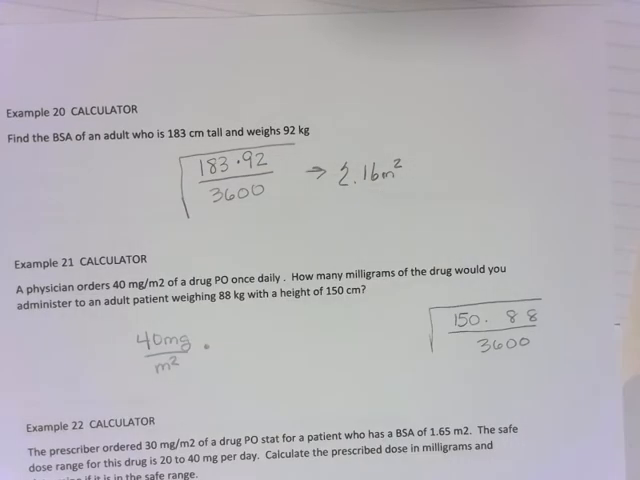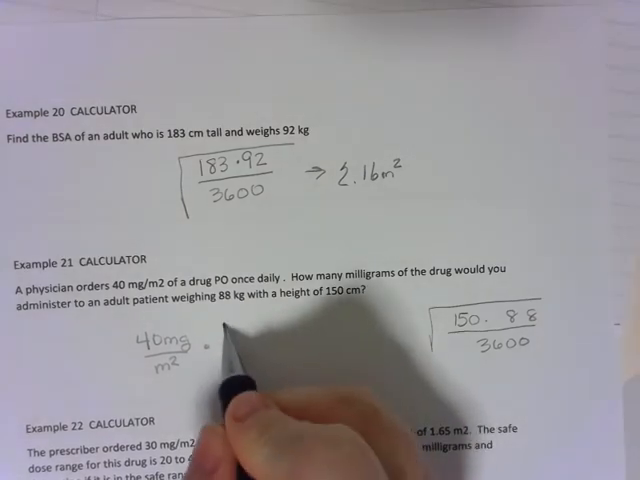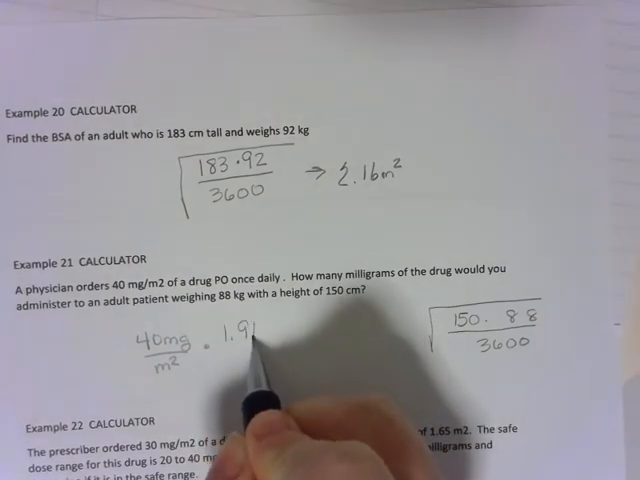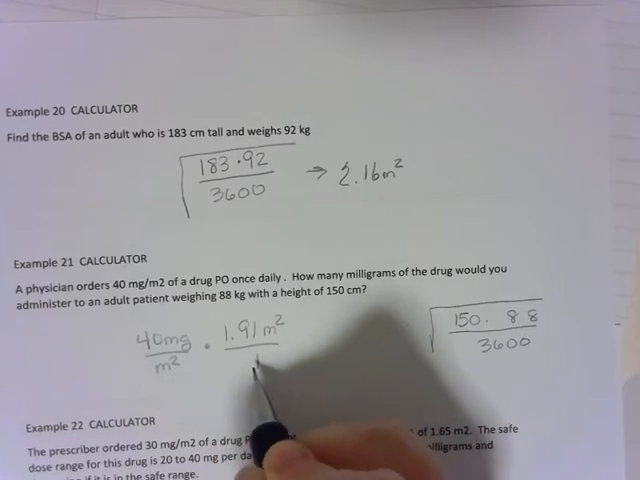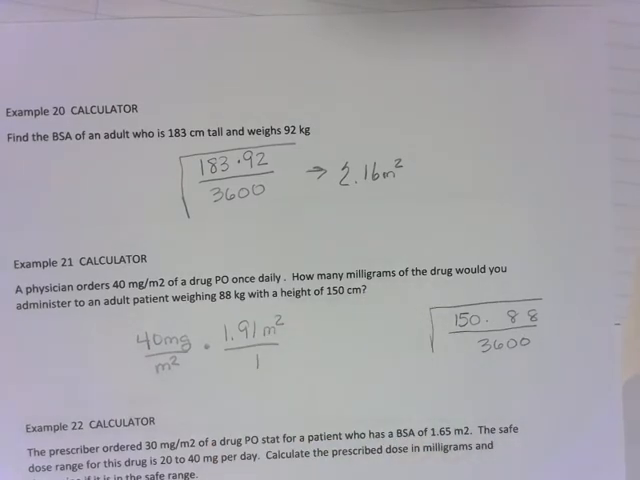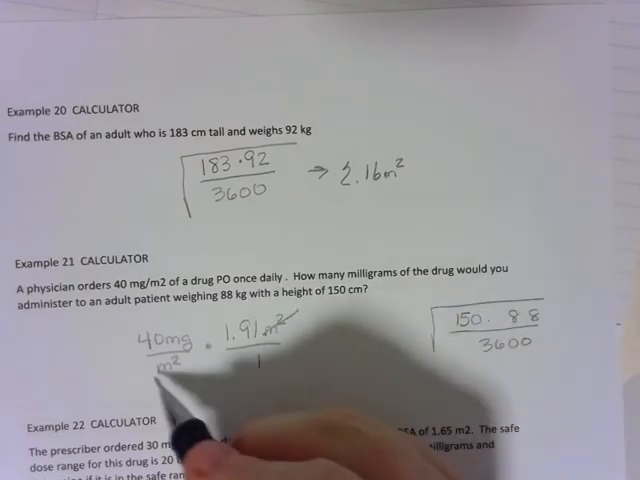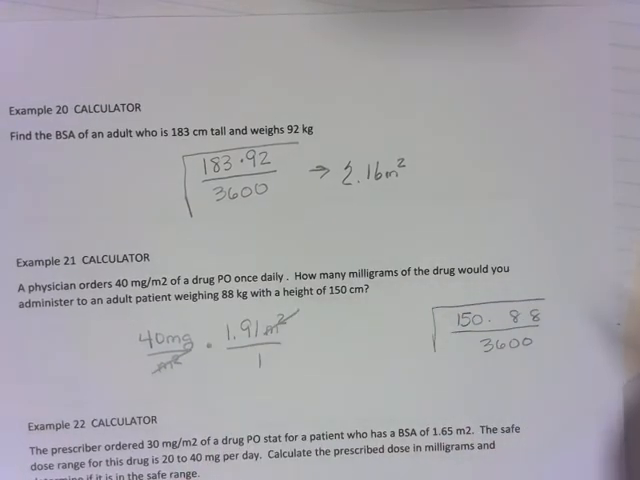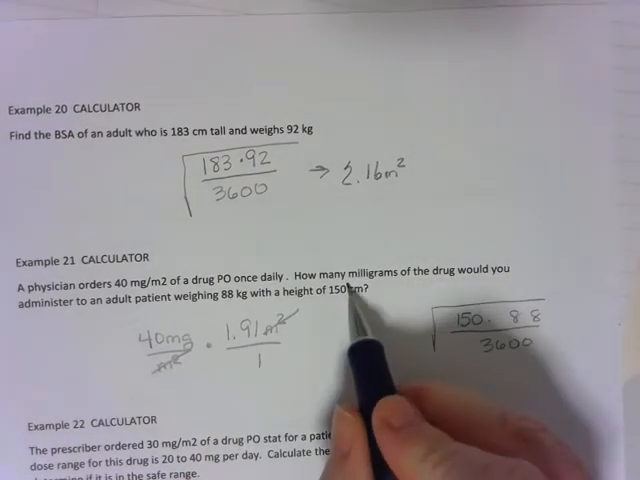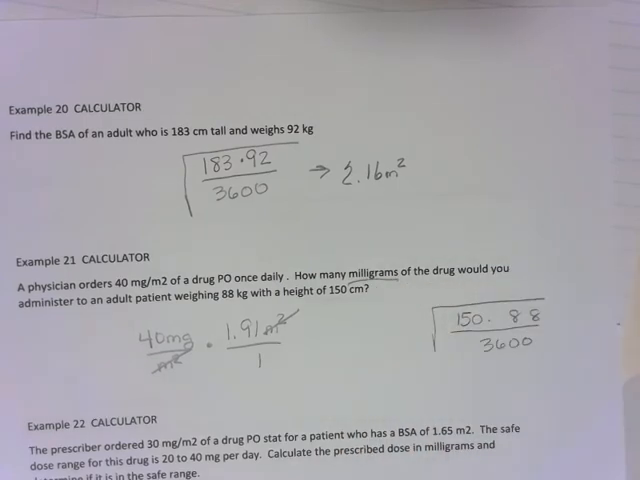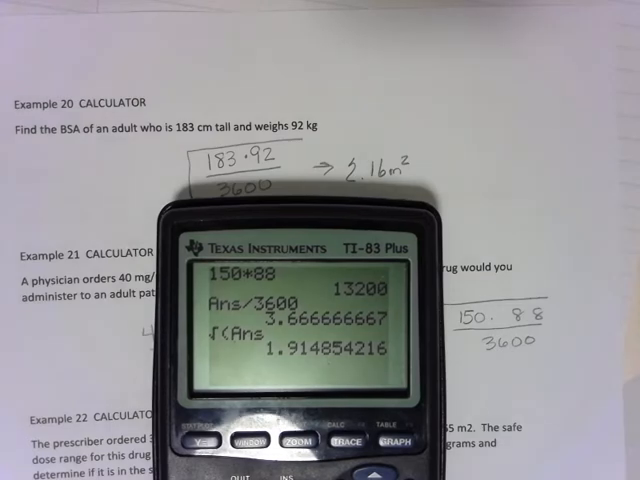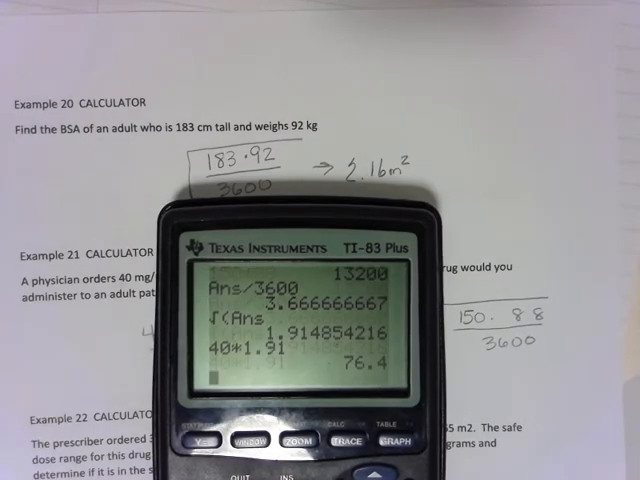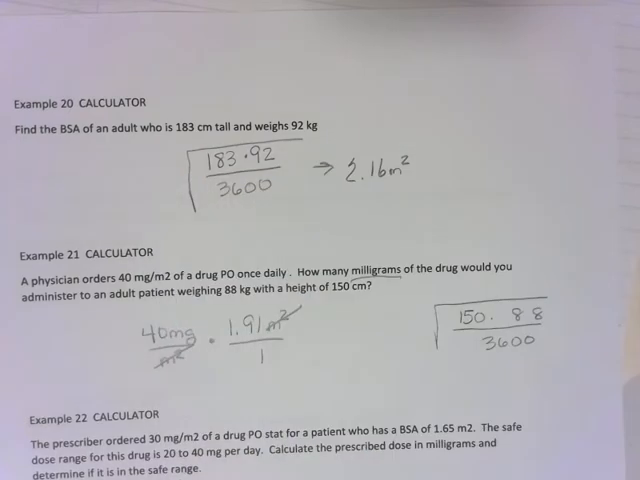So I have 1.91 m squared over 1. My m squared cancel out. It's asking for how many milligrams. So my answer is going to be in milligrams, and all I do is I take 40 times 1.91. 76.4.